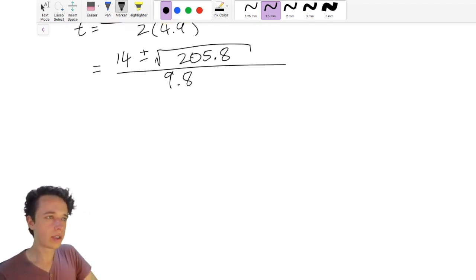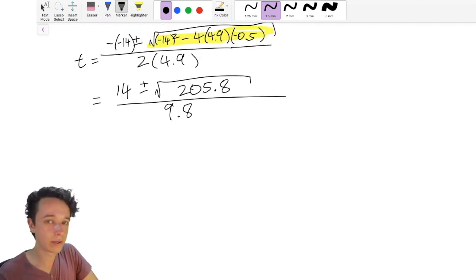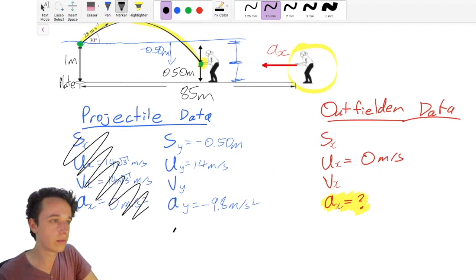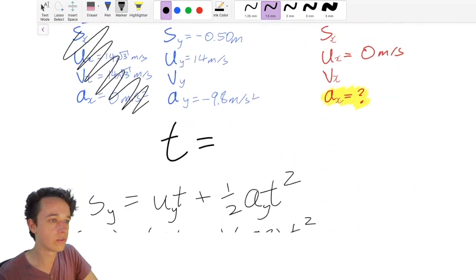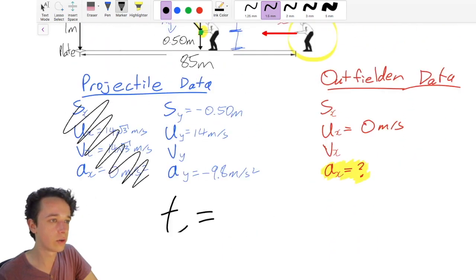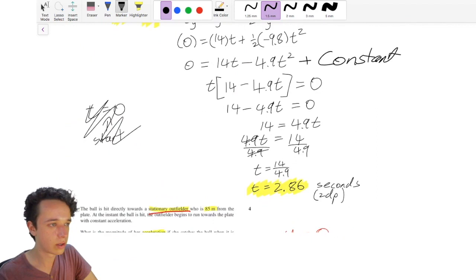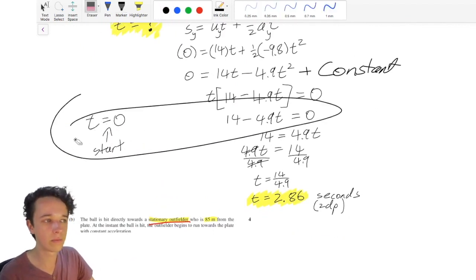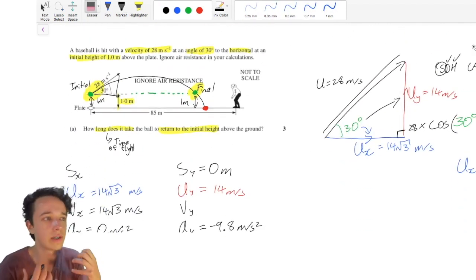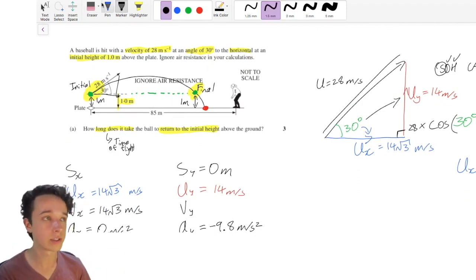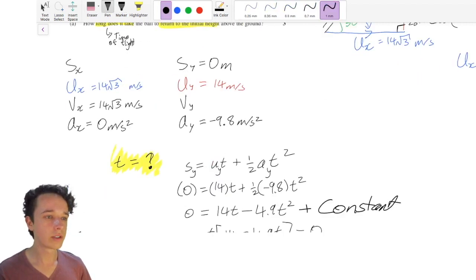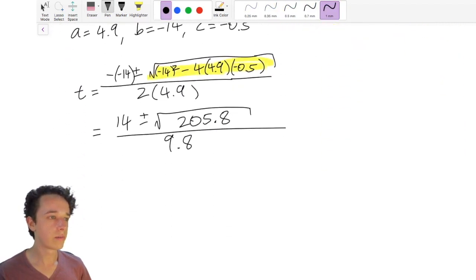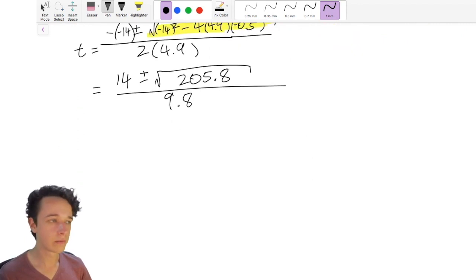So this is a little weird. Again, we have two values for t, right? In the first part, in part A, we had two values for t, but one of those values was 0, which makes sense because t equals 0 is something that exists on the projectile's path, right? We know what that means physically. But what does it mean physically if we have a negative time value, right?